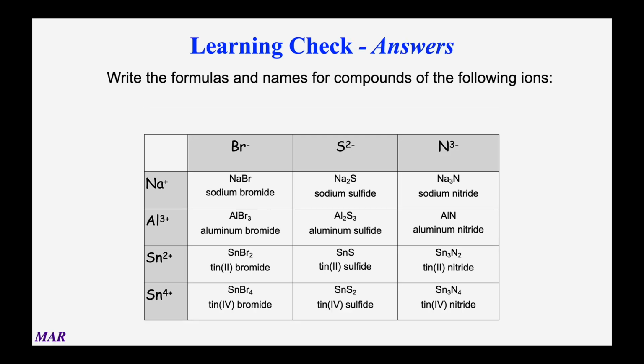And you can do all of them, and I encourage you to practice this. Practice is the way to make these better. Remember that all the names with the tins are going to have the Roman numerals in them. And the Roman numeral, again, reflects the charge on the metal. It doesn't reflect the number of bromides or anything like that.